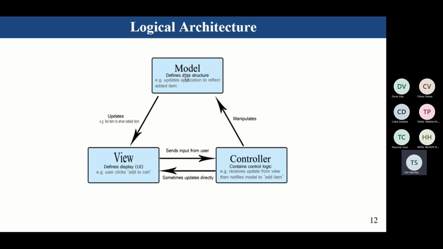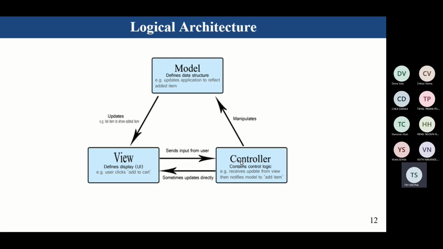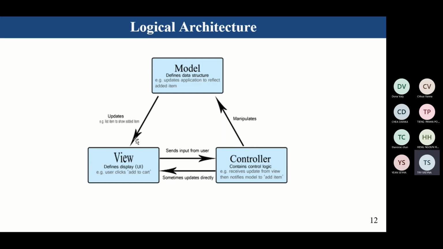M represents the model. It defines the data structure. V represents the view. It defines the display UI like the front end, and C is defined as the controller. It contains the control logic. The controller manipulates and selects the model, and the model updates the view. The view sends input from the user to the controller, and the controller sometimes updates the view directly.